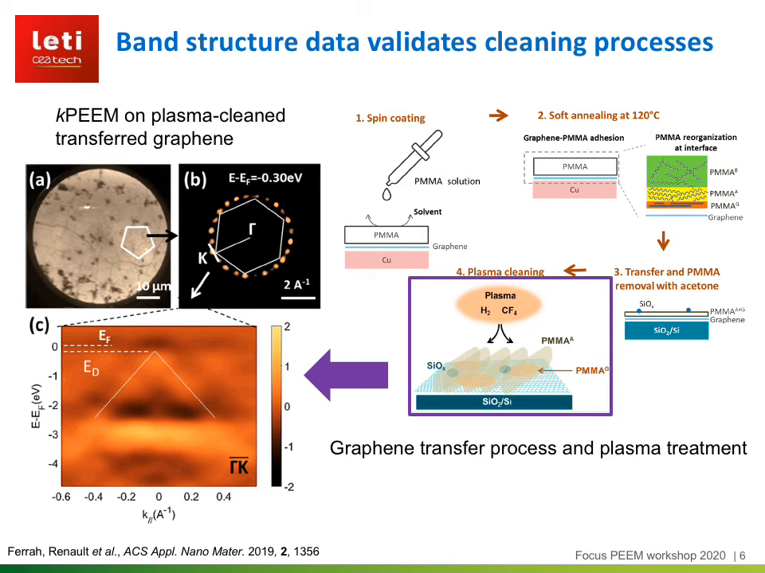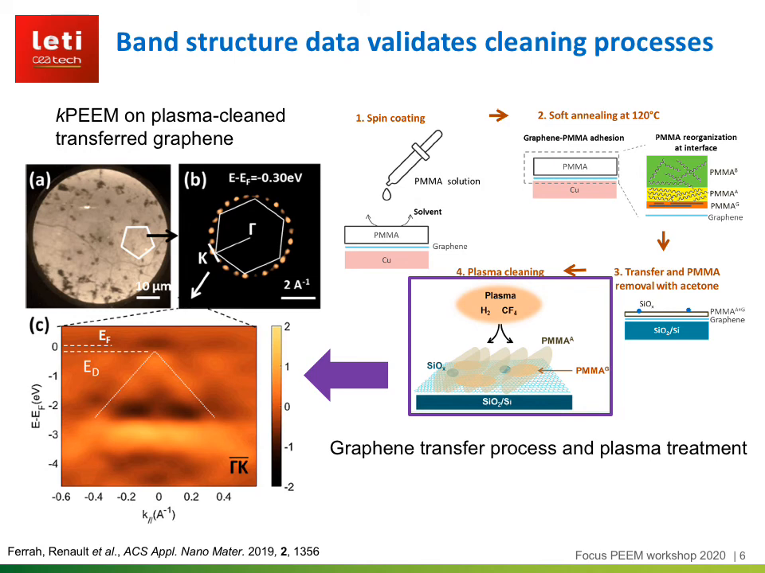And we were wondering about the influence of these plasma processes on the graphene itself. Do we have a graphene which is still technologically usable, meaning did we conserve the electronic properties of the graphene after plasma treatment? And kPEEM, momentum microscopy, is actually the only technique capable of telling this. And so this is illustrated on the left.